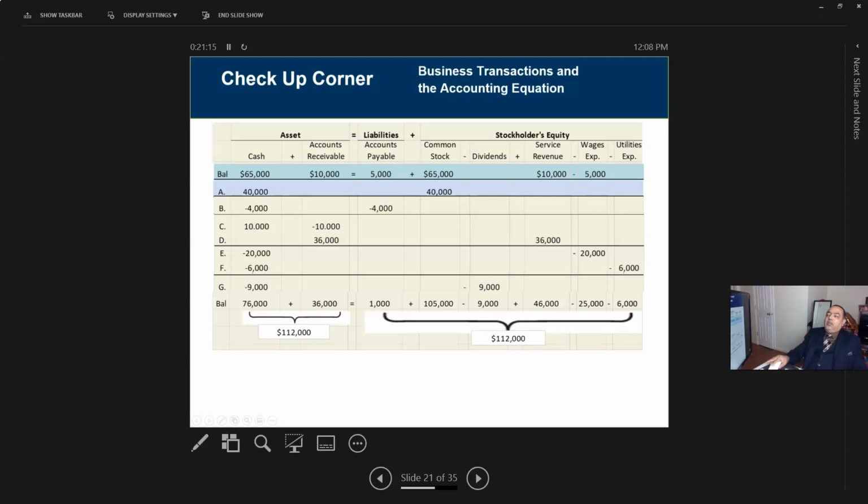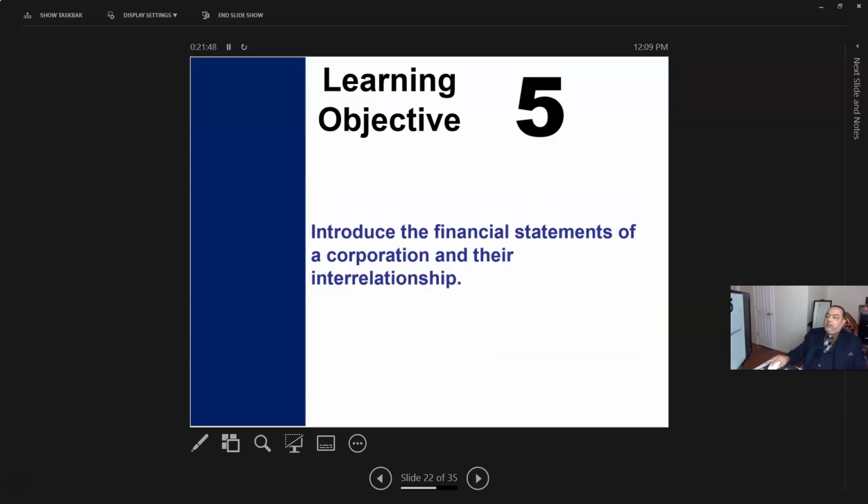So therefore, you have a final balance of 76,000 in cash, 36,000 in your accounts receivable, total working out to be 112. And accounts payable, we are left with 1,000, common stock 105, dividend is 9,000, 46,000, 25,000, and 6,000. So that's how we have to understand the effect of each of the transactions on the accounting equation.